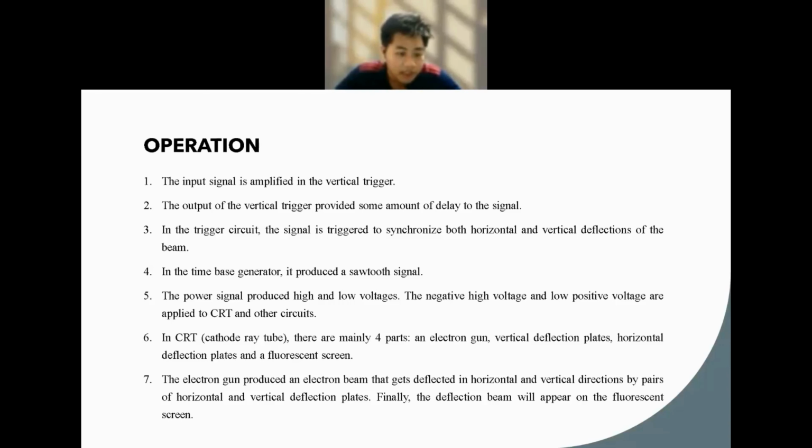In the CRT, there are mainly four parts: the electron gun, vertical deflection plate, horizontal deflection plate, and fluorescent screen. In the CRT, the electron gun produces an electron beam to be deflected in the horizontal and vertical directions by a pair of horizontal and vertical deflection plates. Finally, the deflected beam will appear on the fluorescent screen.